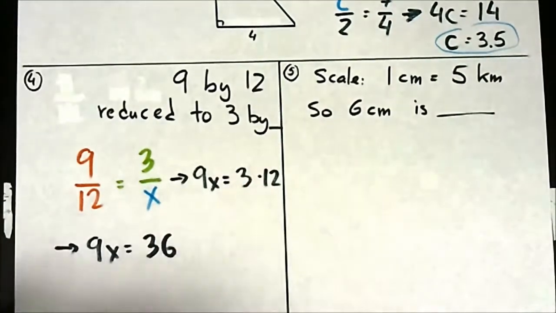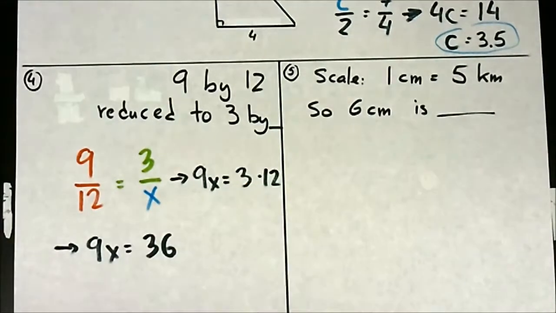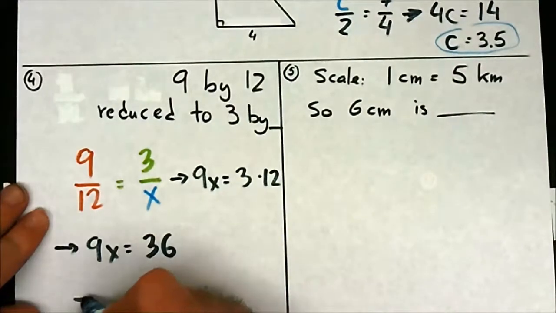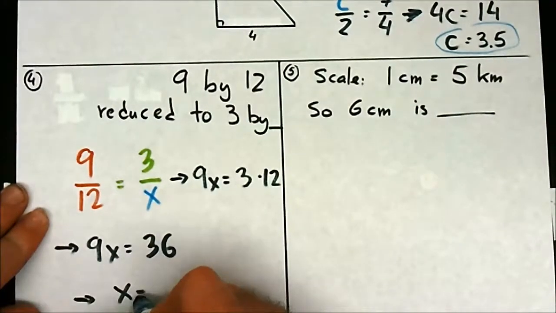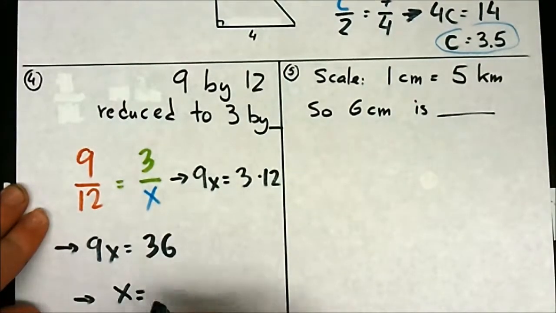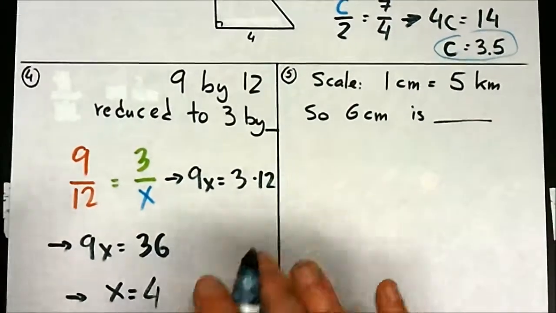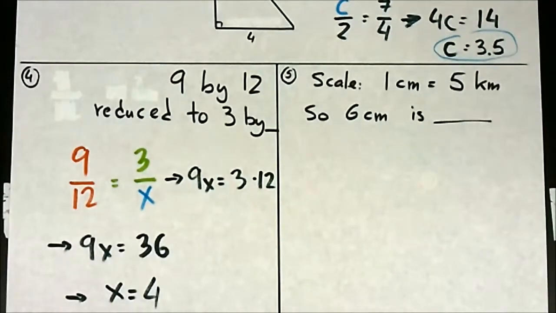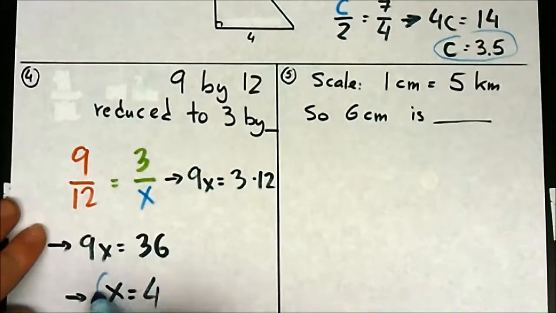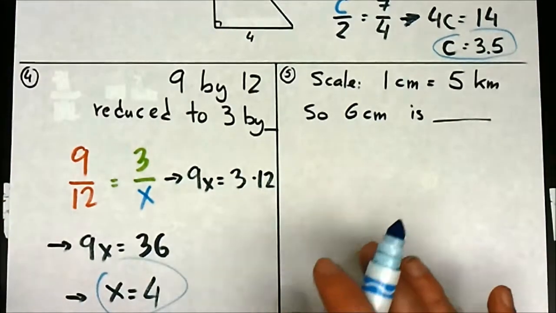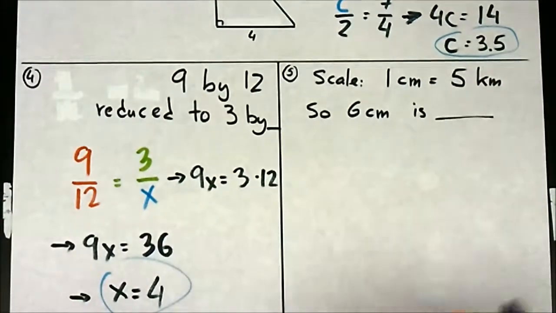36. And then of course I'm going to divide both sides by 9. So what is x equals? 4. That's my missing measurement there. So x is 4. So the new picture, once it's reduced, it's going to be 3 by 4 from 9 to 12. Equivalent ratios. Questions on number 4?